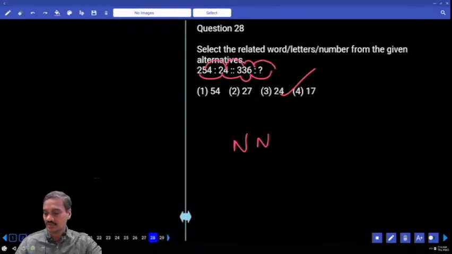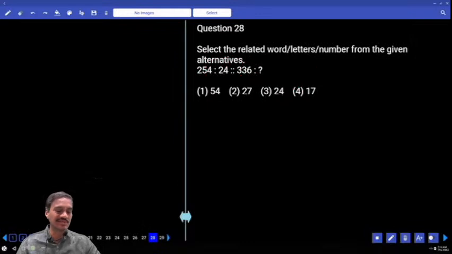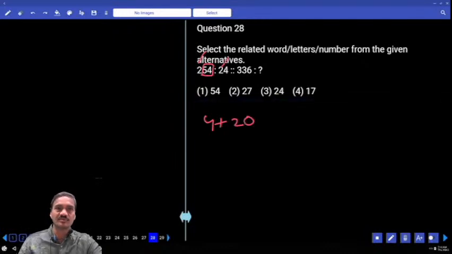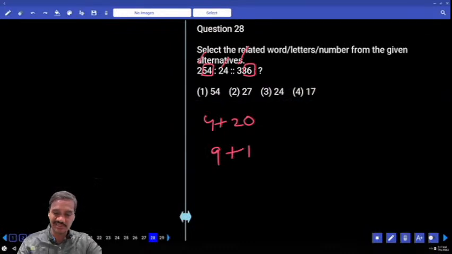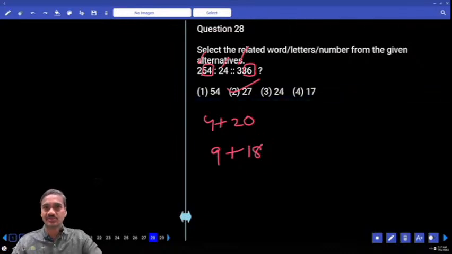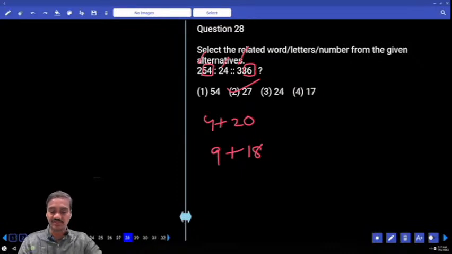Then the 28th one. Now 254 and 24. What is the relation between these two? In 254, what is 2 square? 4. Now the product of the second and the third digits: 5 into 4 is 20. And so 4 plus 20 is 24. In the same way here, 336: the first digit square is 9. And the product of the second and third digits, 3 into 6, is 18. 18 plus 9 is 27, that is choice 2. The square of the first digit is added to the product of the second and the third digits.